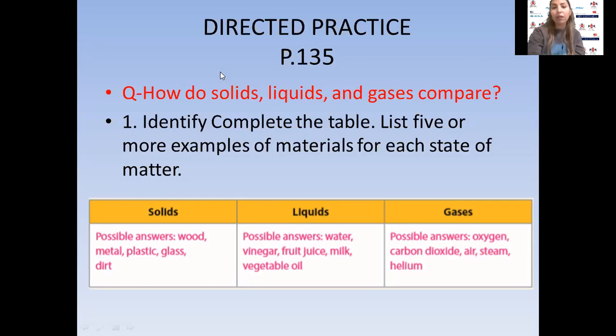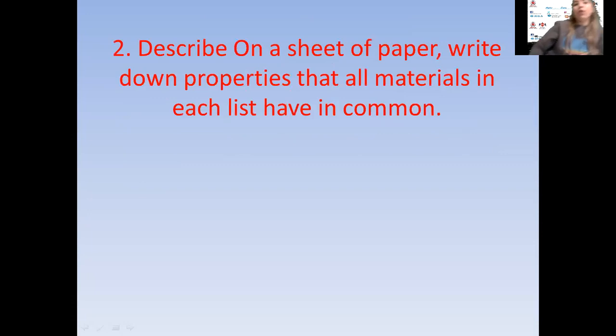We will continue now with how we can compare between the three states of matter. Describe on a sheet of paper, write down properties that all materials in each list have in common. It's this question in the practice. If you have paper now, you can bring it and copy and write the properties that all materials in each list have in common. So wood, desk, window, what's common between them? Water, milk, what's common between them?